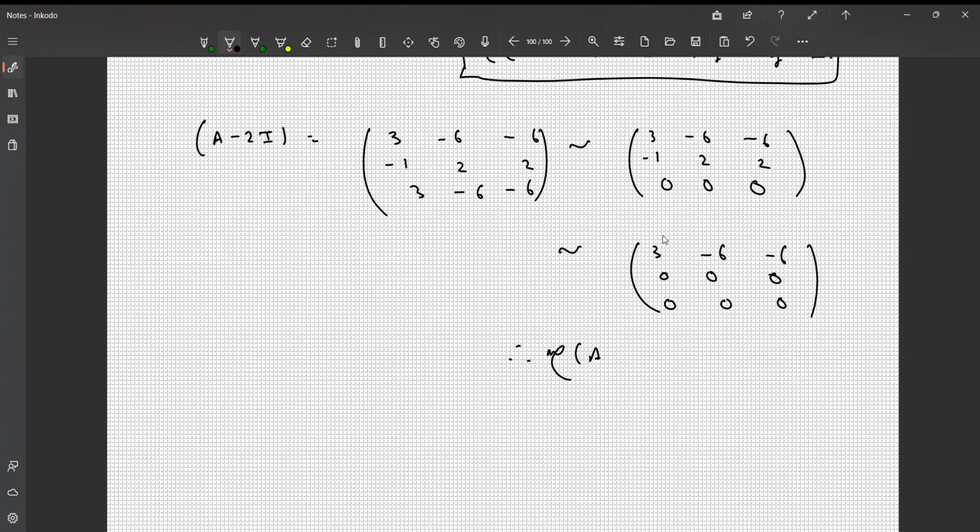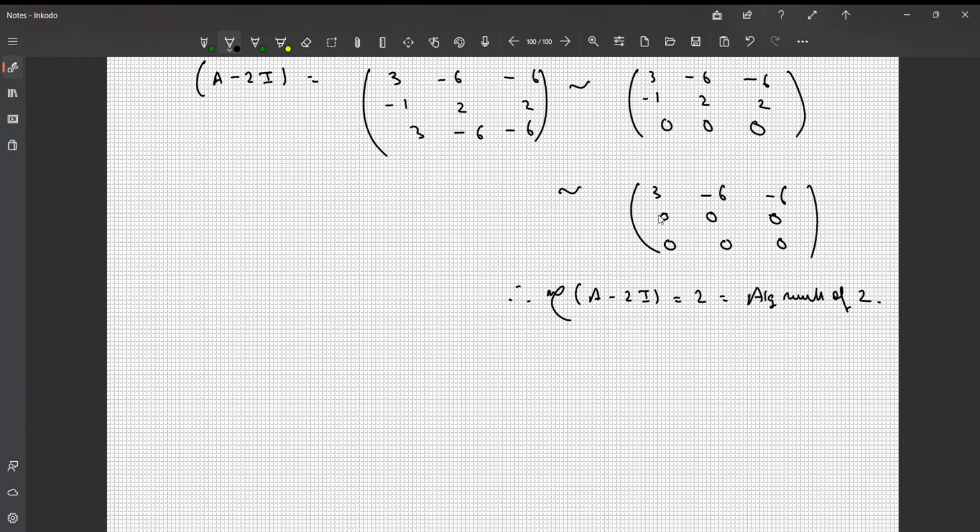Therefore the nullity of A minus 2I is equal to 2, which is exactly equal to the algebraic multiplicity of the eigenvalue 2. And this was what we actually needed, to check whether the algebraic and geometric multiplicities are equal or not. Thus the matrix A is diagonalizable.